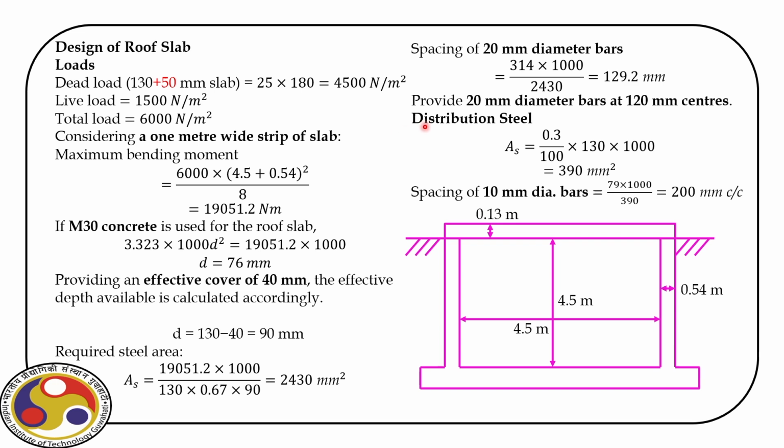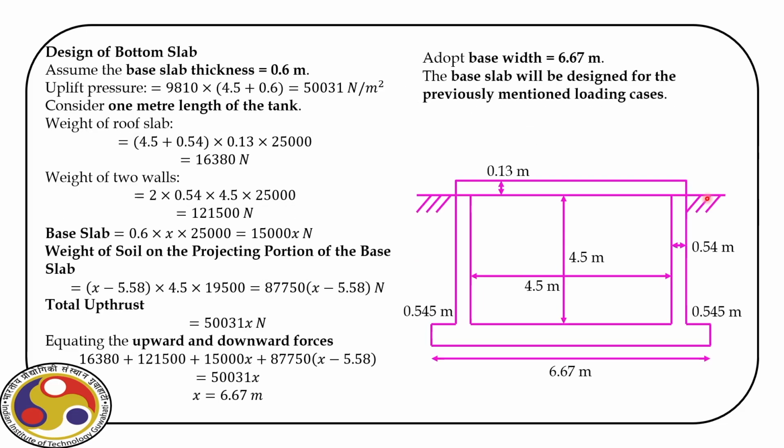Now if you recall, for the roof slab we have to provide the distribution steel in the orthogonal direction. So we provide 0.3% of the cross-sectional area as distribution steel, and that Ast is 390 millimeter square. So if we provide 10 millimeter diameter bars, the spacing is 200 millimeters center to center. So that completes the first part of the design for the roof slab.